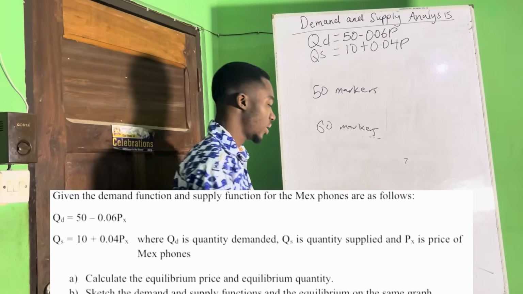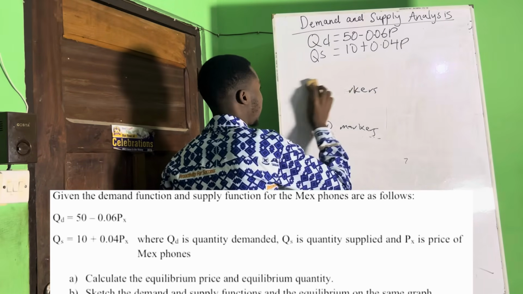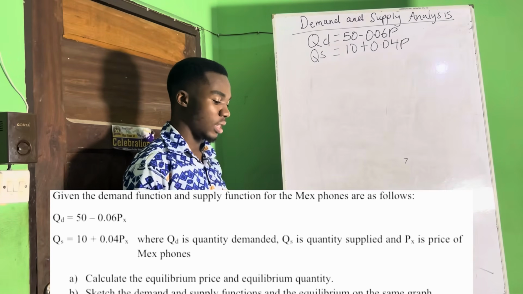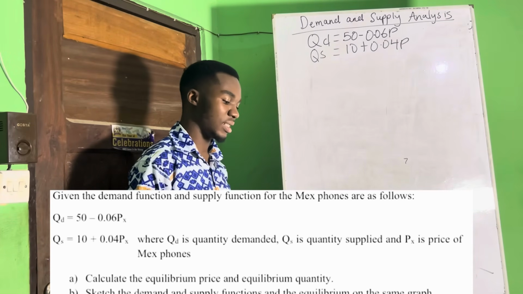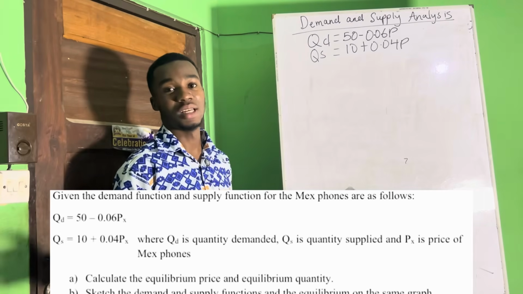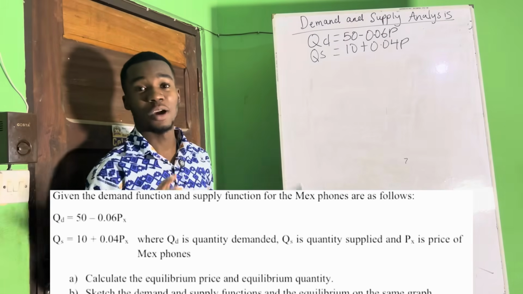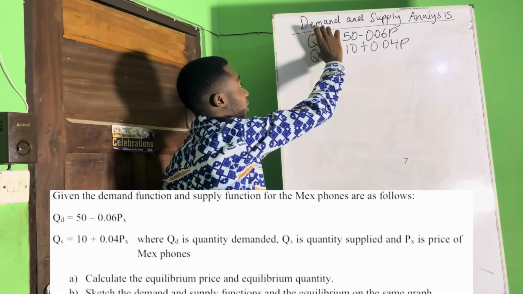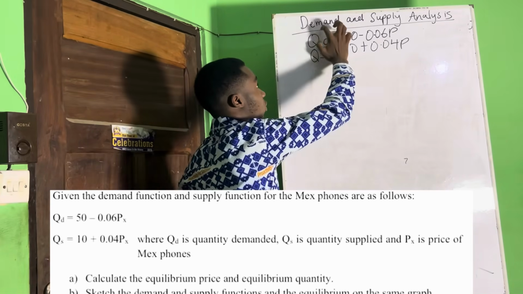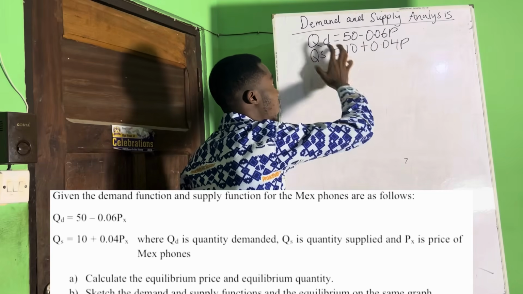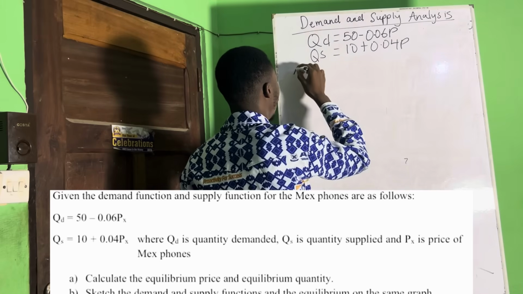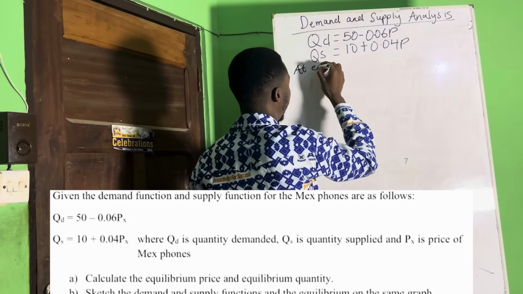All right. So now that we've understood that, let's solve the question. Part A says calculate the equilibrium price and equilibrium quantity. I just explained that equilibrium is where quantity demanded is equal to quantity supplied. So anytime they ask you for equilibrium, just equate the quantity demanded to quantity supplied. Just equate both of them. This is quantity demanded, this is quantity supplied. So equate them.